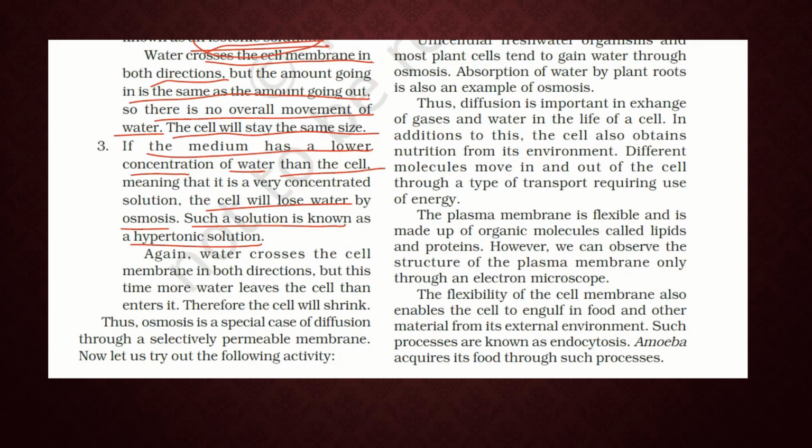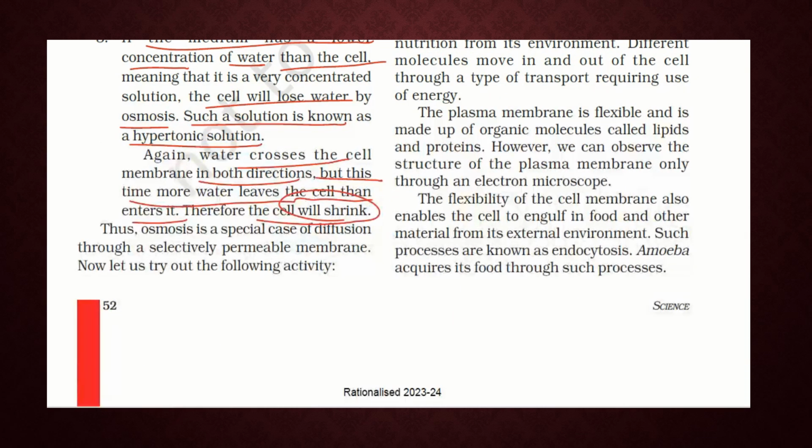Now again water crosses the cell membrane in both directions, but this time water leaves the cell more than it enters, therefore the cell will shrink. So the cell is shrinking in this case, right? So hypotonic, isotonic and hypertonic solution. So in the third case, the cell will shrink, and osmosis is a special case of diffusion through a selectively permeable membrane.